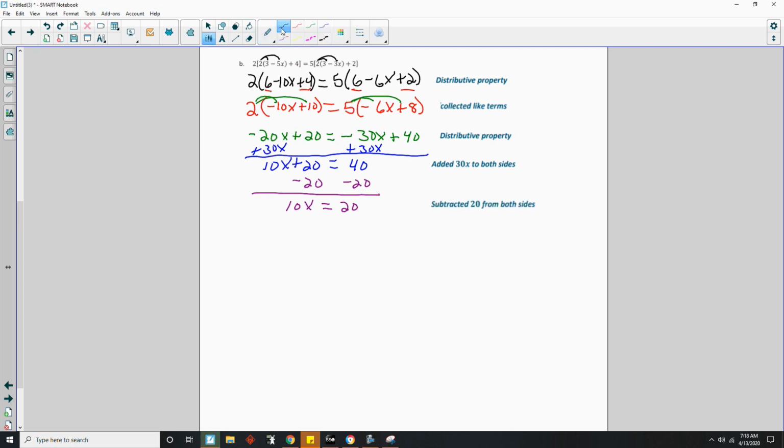Okay, next step. Divide both sides by 10. 10 divided by 10 is 1x. 20 divided by 10 is 2. And therefore my solution set is the set just containing 2. And that last step was divide both sides by 10, or you could say the division property of equality.